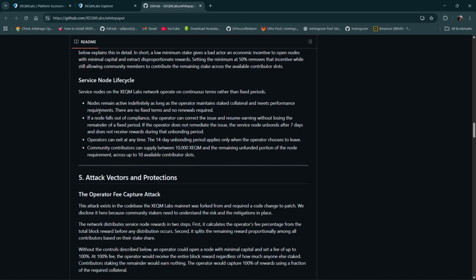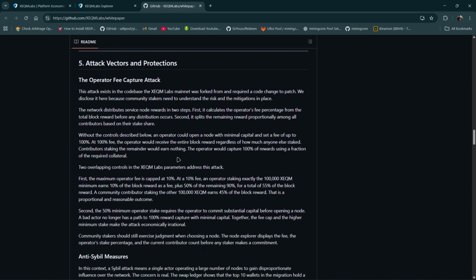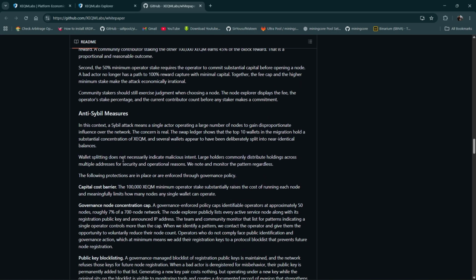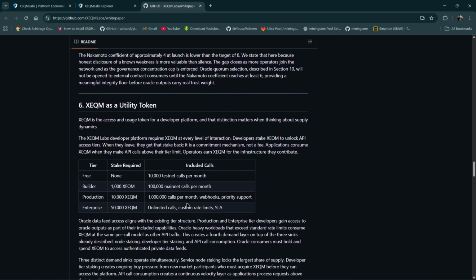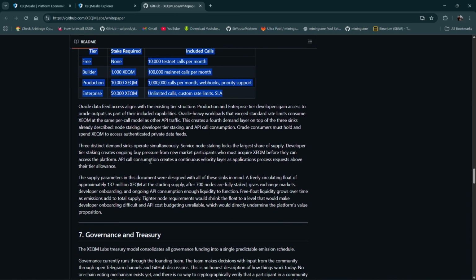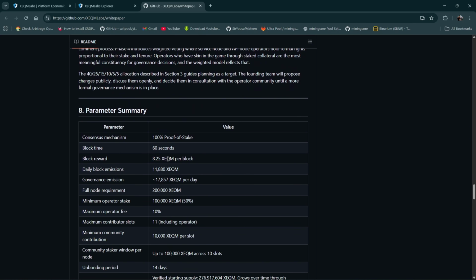Now, service node life cycles, attack vectors and protection are white paper topics that you can read in detail, and they will provide you valuable information. XEQM as a utility token. We have also read the developer fees and the staking requirements for developers to get the API calls per month, and the parameter summary.